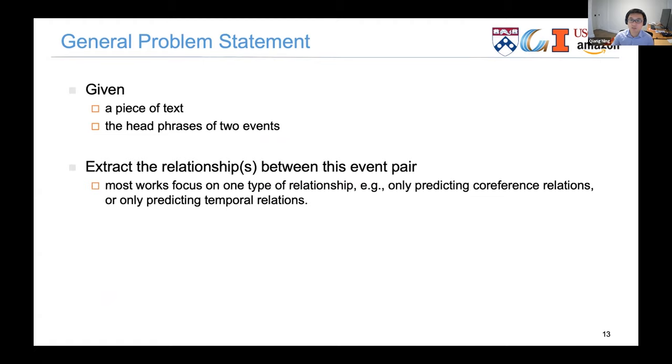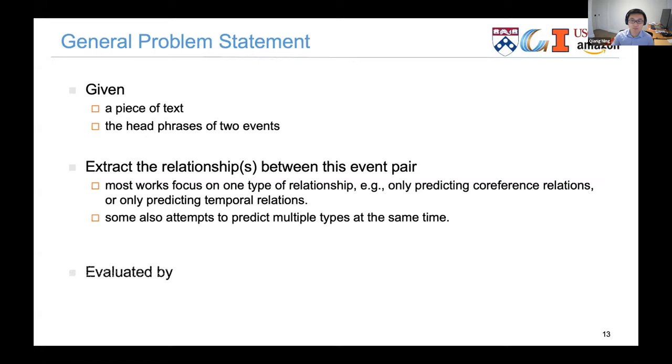Most works focus on one type of relationship. For instance, only predicting coreference relationships or only temporal relations. But nothing actually prevents us from predicting multiple types at the same time. Since this is a standard relation extraction task, one can also use precision and recall to evaluate a system's performance.